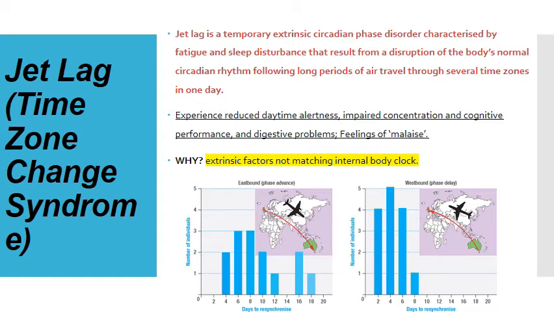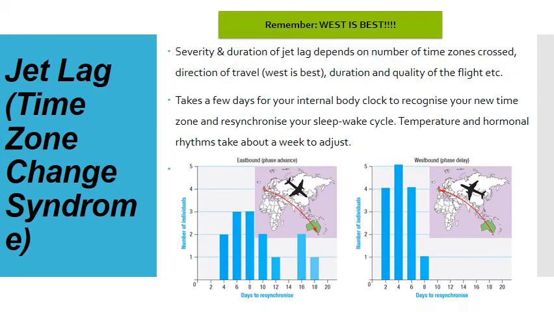Other circadian rhythms could also be disturbed, so things like hunger, eating, hormone regulation, body temperature, and that kind of stuff. The severity and the duration of jet lag depends on the number of time zones crossed, the direction of travel, so they say west is best, and I'll explain that in a moment, and the duration and the quality of the flight.